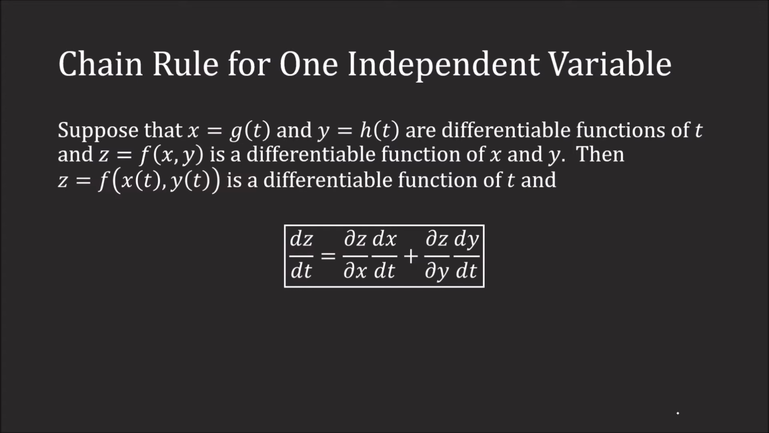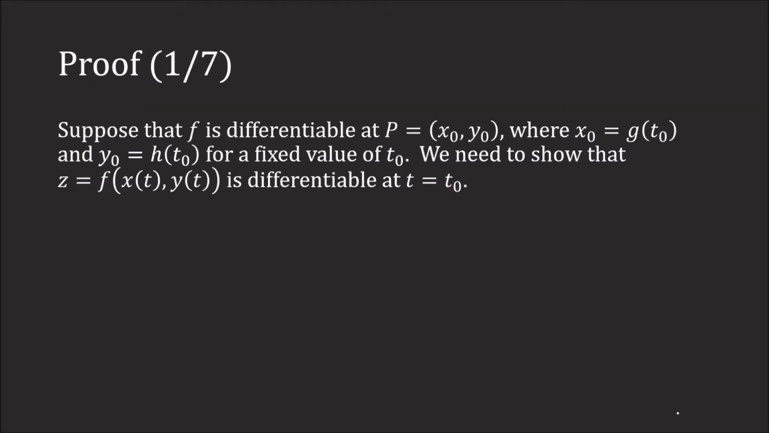Now this is the only chain rule that I'm actually going to prove, and it is a pretty long one. Suppose that f is differentiable at the point p equals (x naught, y naught), where x naught is g of t naught and y naught is h of t naught for some fixed value t naught. What we need to do is show that z equals f of x of t, y of t is differentiable at t equals t naught.